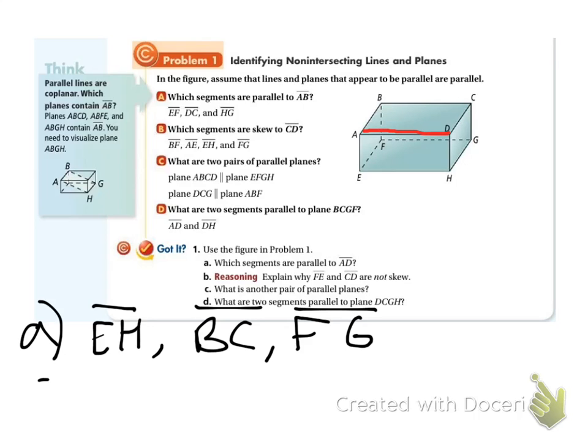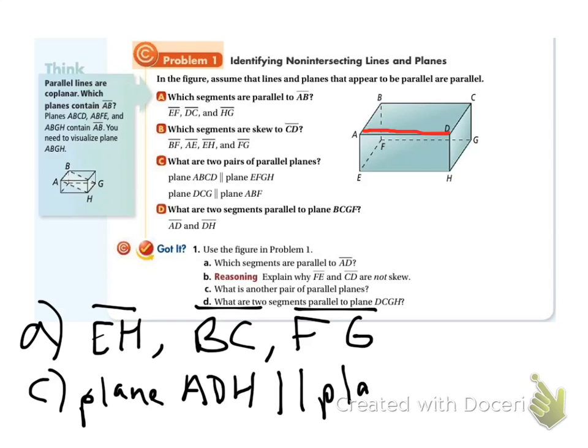C, what is another pair of parallel planes? So in our example up here, they say that ABCD, the top guy, and plane EFGH, so the top and the bottom. And they also looked at DCG, so the right side, and ABF, the left side. So we could say plane ADH, the front plane, this guy, and that back plane are parallel. So parallel to plane BCG.